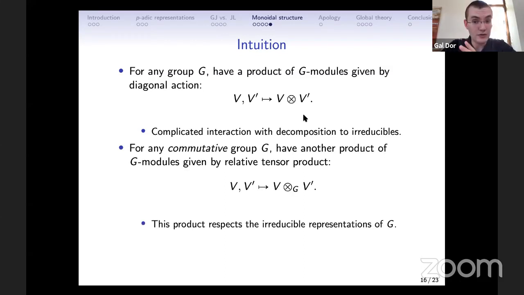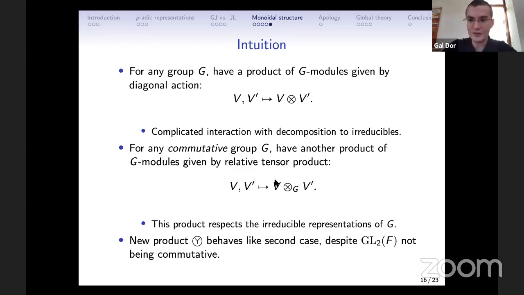However, if my group is commutative, then I have a much nicer symmetric monoidal structure, which is the relative tensor product. If I have two G modules, I can take the relative product over G. And because G is commutative, this product will also carry a G action. And unlike the non-commutative case, this relative tensor product respects representations being irreducible. If I take two irreducible representations and I tensor them, then because the group is commutative, they're all one-dimensional. So if I tensor them together, I either get 0 if they're different representations, or I get just the same one. So every irreducible representation has this property that V times V is V.